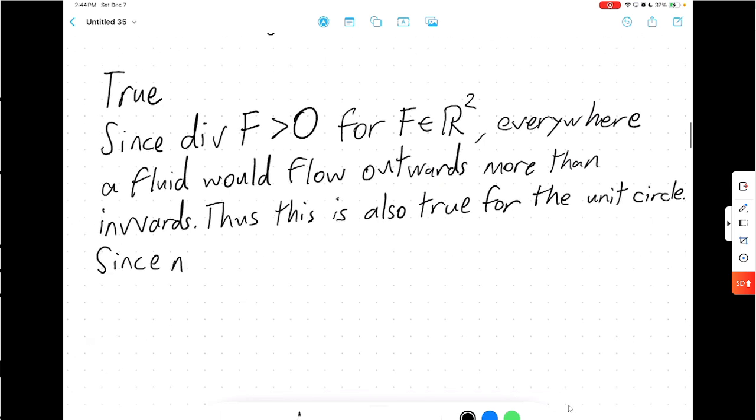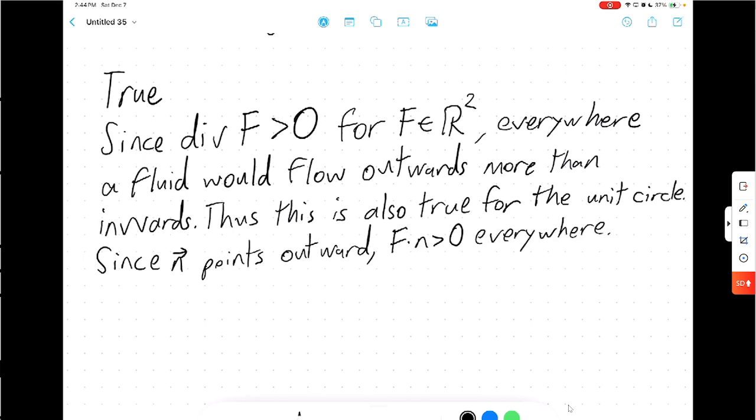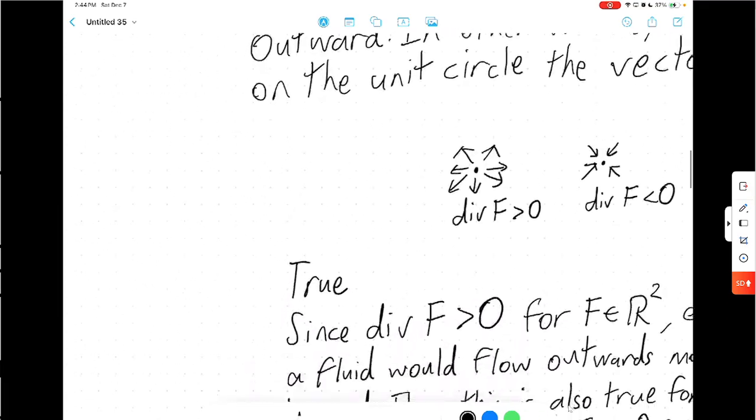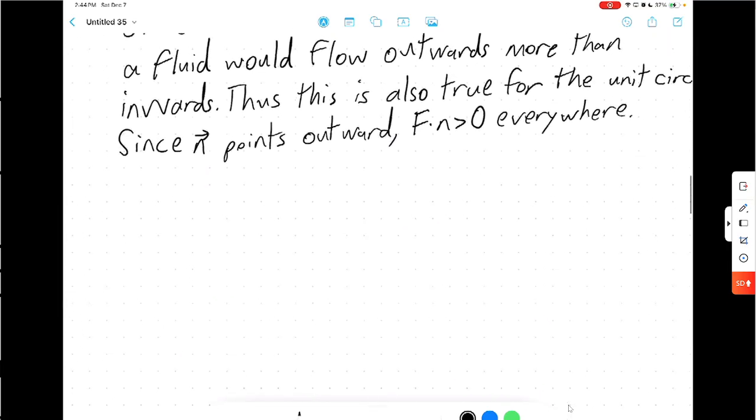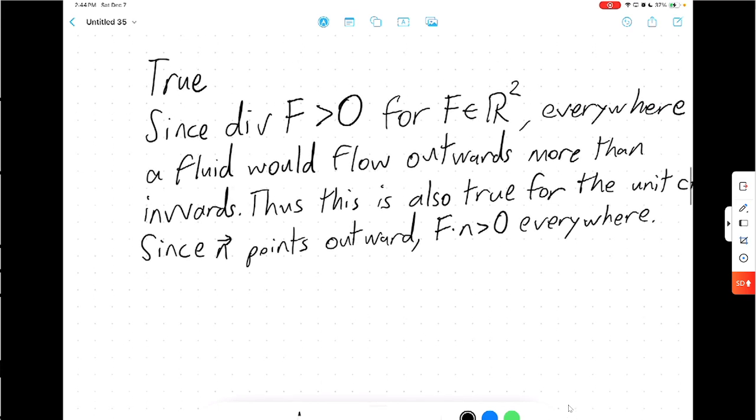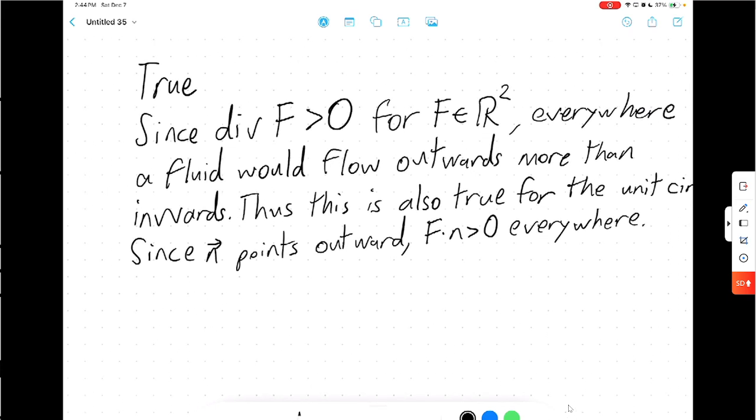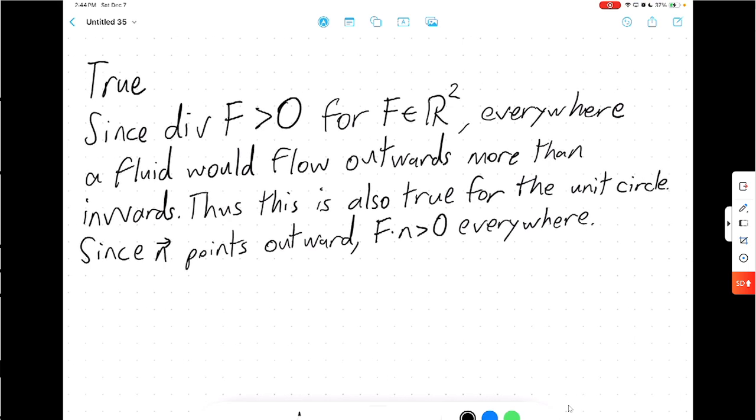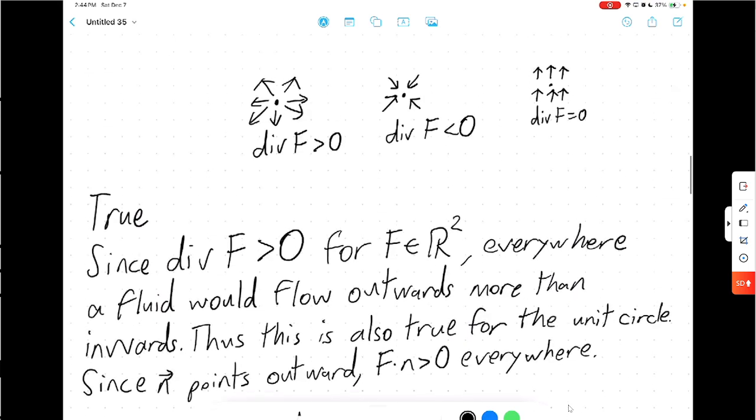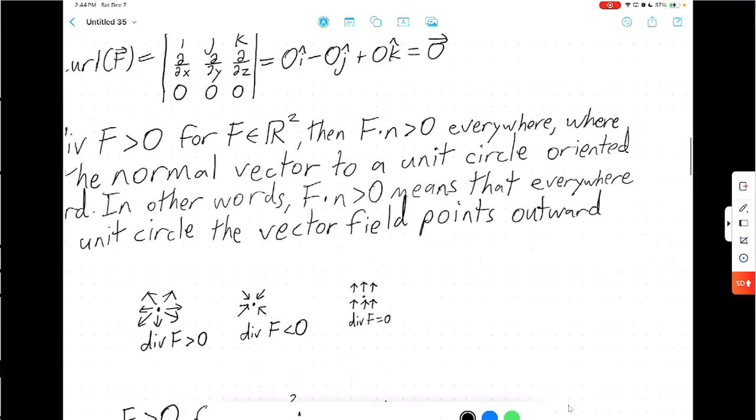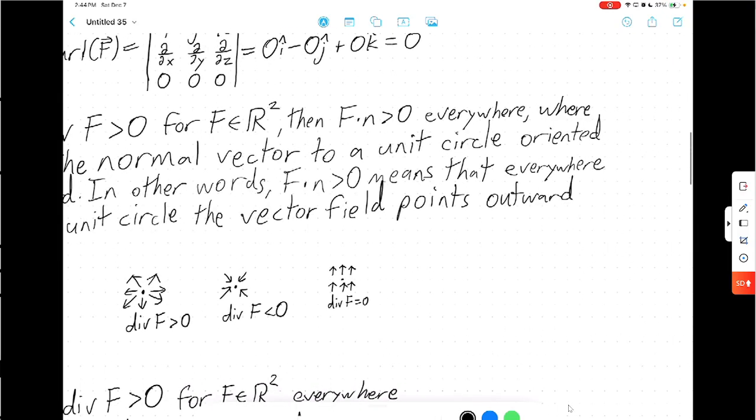Since n points outward, f dot n is bigger than 0 everywhere. All right, everyone got that? Or do I need to explain anything? What does the f dot n greater than 0 represent? So in the last sentence here, it says everywhere along the unit circle, the vector field points outward.